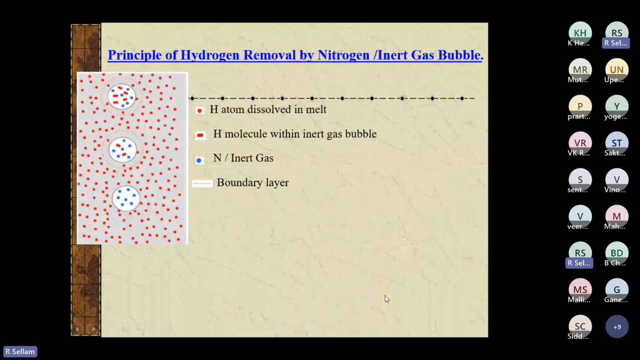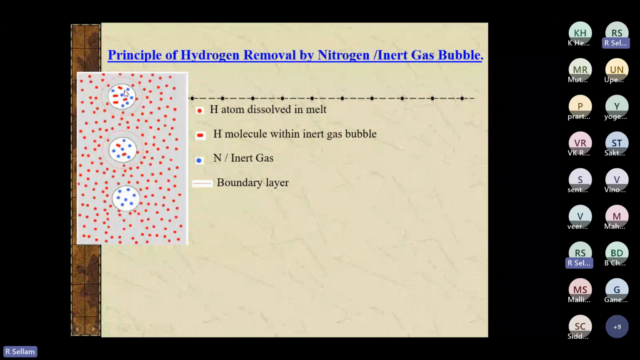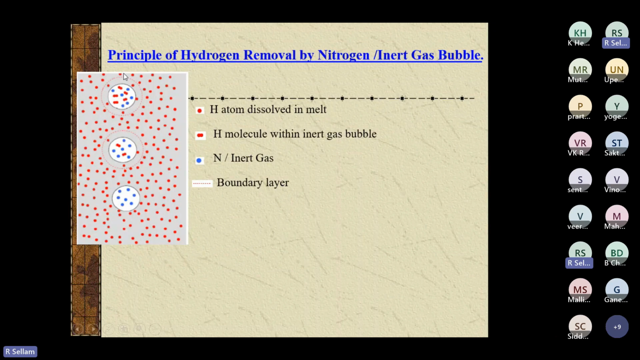Then nitrogen gas. Suppose these are the hydrogen atoms dissolved in the melt, and the nitrogen inert gas bubbles are here. While floating, a bubble picks up the hydrogen molecules, goes upward, finally reaches the top level, bursts, and removes the hydrogen there.